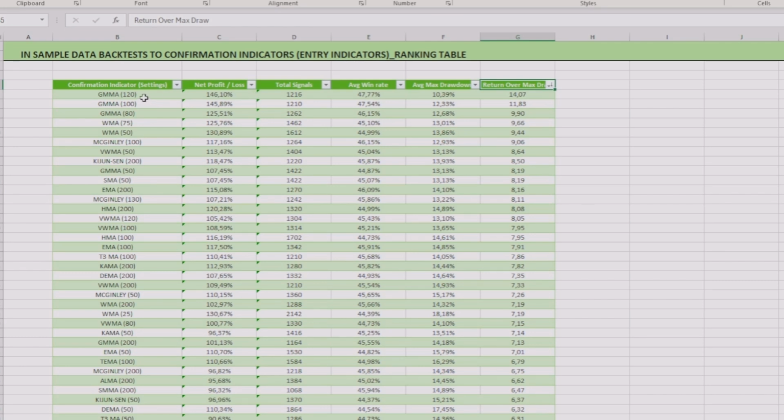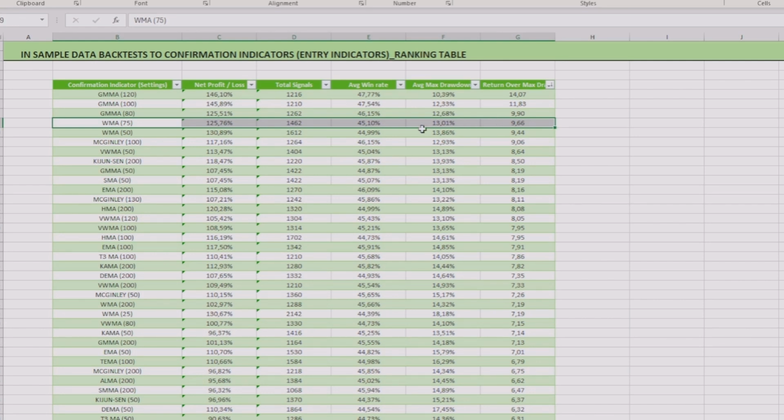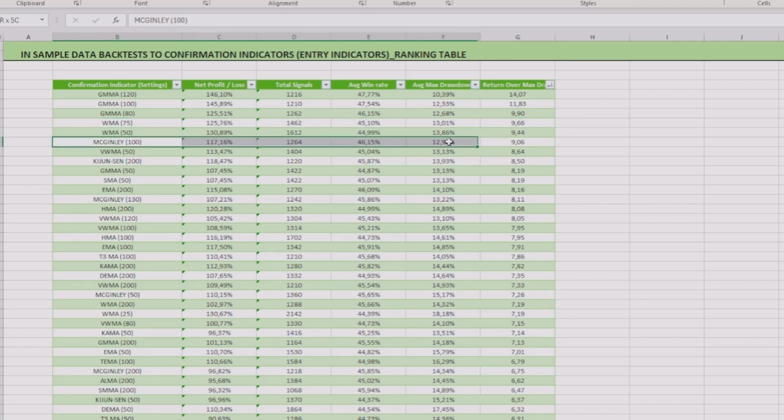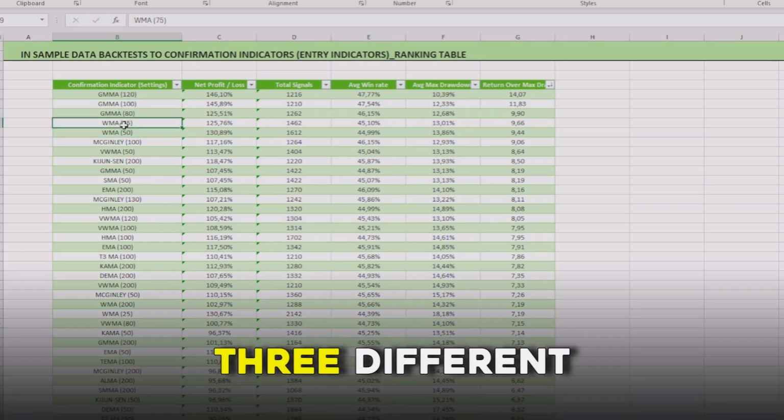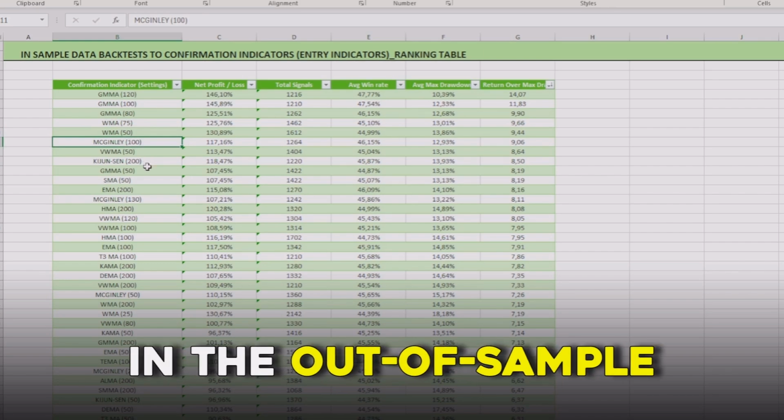the indicators that performed best in my in-sample data were the geometric mean moving average with a length of 120, the weighted moving average with a length of 75, and the McGinley dynamic moving average with a length of 100. I will not use the other combinations of the geometric mean moving average and the weighted moving average because I want to test 3 different indicators in the out-of-sample phase.